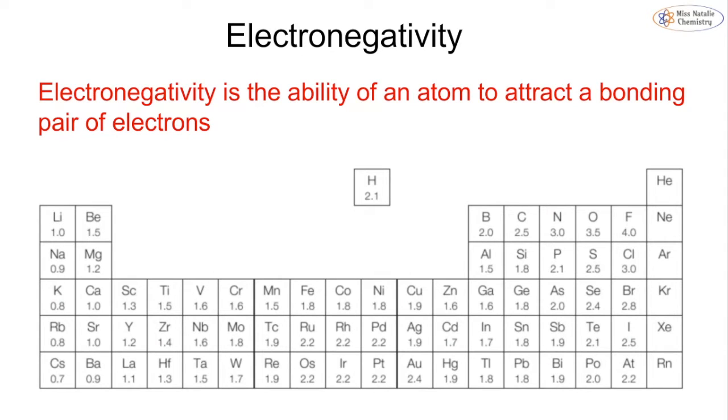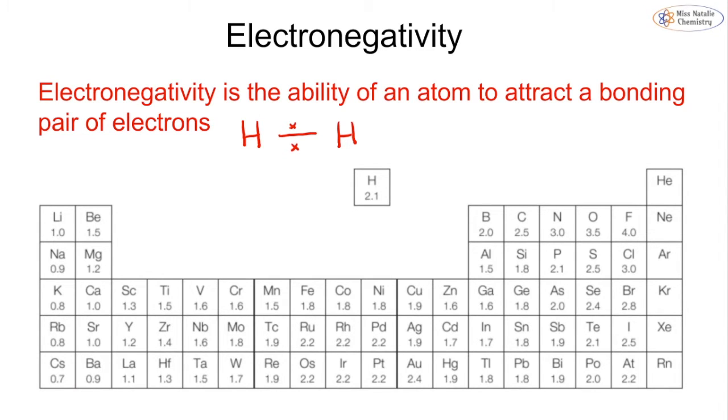Now, a new concept that comes in at A level is known as electronegativity. And electronegativity is the ability of an atom to attract a bonding pair of electrons. Now, what this means is that if you have a bond, like between two hydrogens, the electrons are shared and they are going to sit perfectly in the centre. So there is an equal attraction for the electrons from the hydrogen on either side. And that's because they are the same atom and they have the same electronegativity, in this case a value of 2.1.